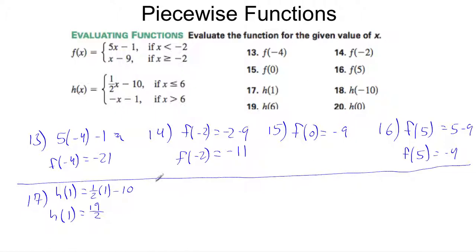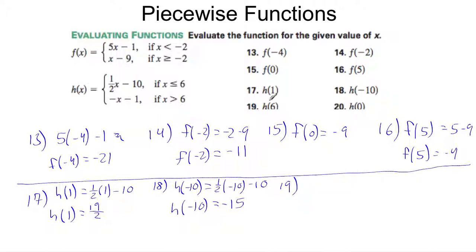Again, I used common denominators there. Did that in my head. So if you are confused with that, try working it out and see if you can get to the same answer I did. All right, so h of negative 10. Here, I'm going to plug this into the top equation. So h of negative 10 is equal to 1/2 times negative 10 minus 10. Half of negative 10 is negative 5. So I get negative 5 minus 10, which is negative 15.